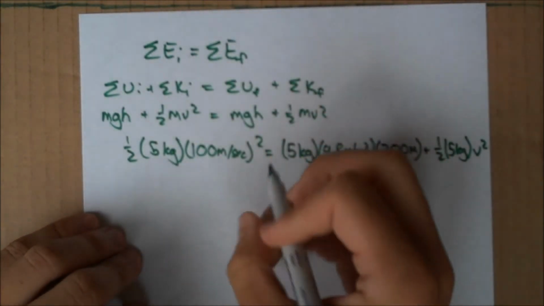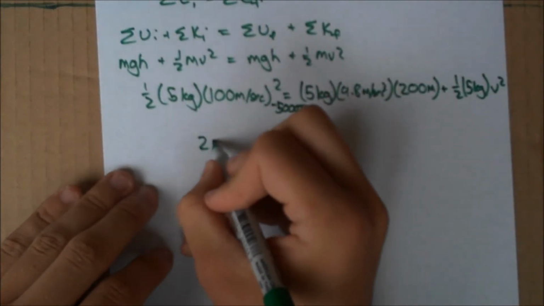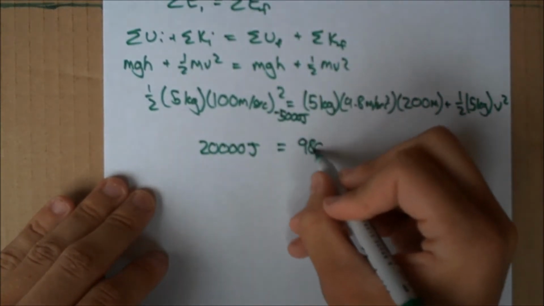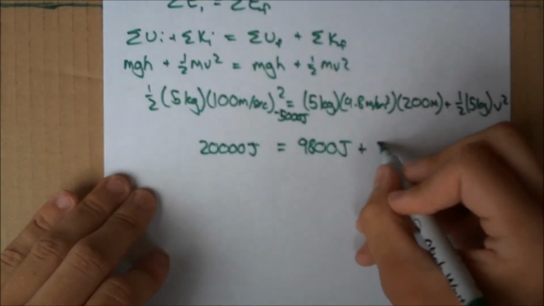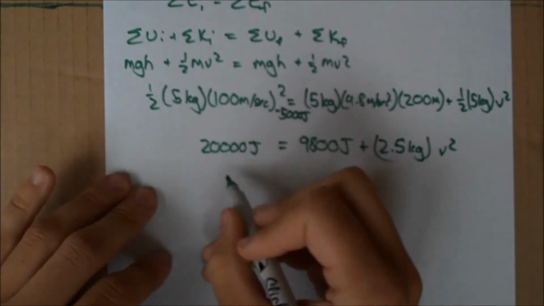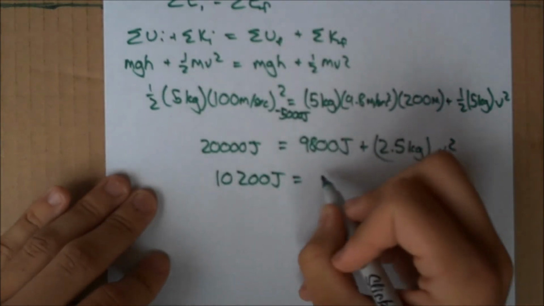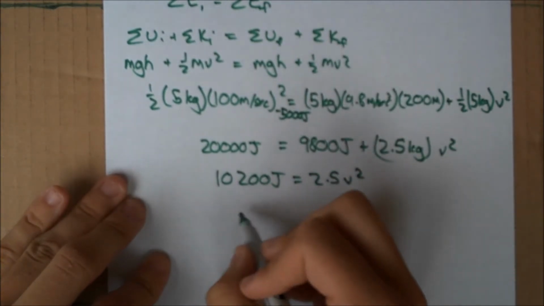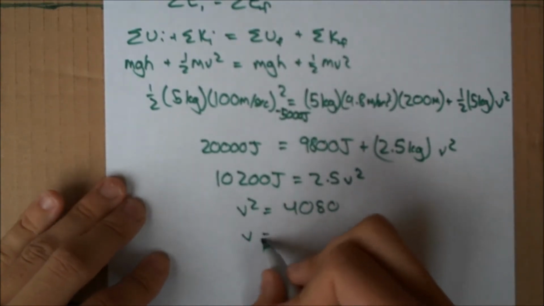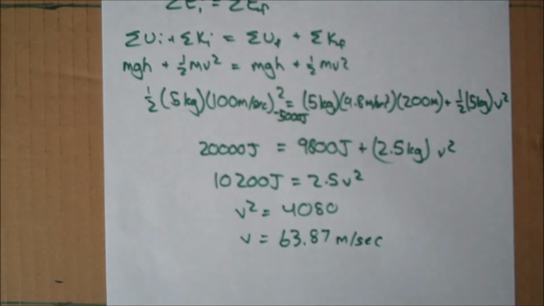Again, we also have our release of 5,000 joules. So this side will come out to 20,000 joules, and when you simplify the other side, we get 9,800 joules plus 2.5 kilograms v squared. We subtract the 9,800 from both sides and get 10,200 joules equals 2.5 v squared. Then v squared is equal to 4,080, and v is equal to 63.87 meters per second. And so we have solved part B.